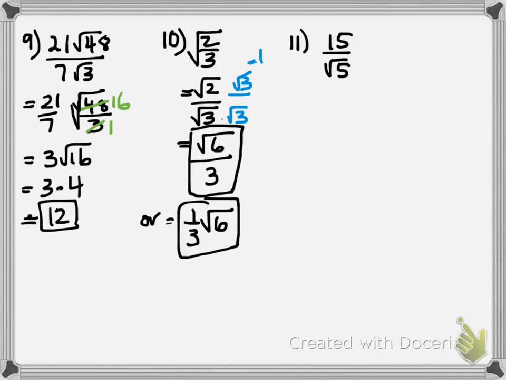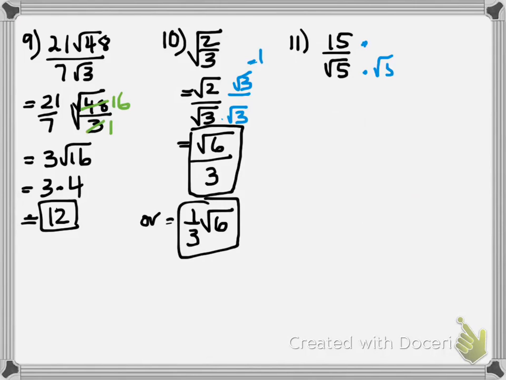We can't just simplify because, again, we have the same situation as last problem. We have an outside number and an inside number, so we can't communicate. So the only thing I can do is follow rule number 3 and get rid of the radical in the denominator. So what am I going to do to get rid of the radical in the denominator?